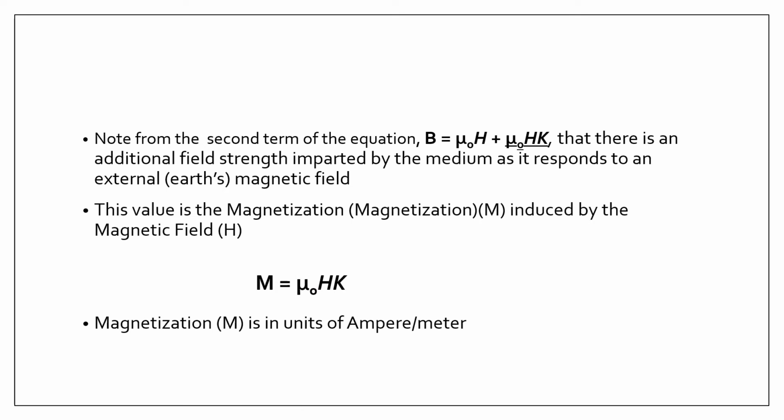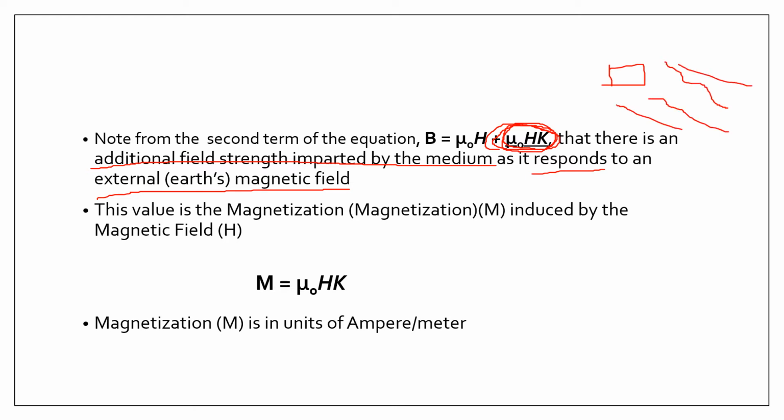Now, again, to emphasize, your medium always imparts an additional field strength when it is interacting with the Earth's magnetic field. So this is basically the response, or the magnetic flux density that is being generated when your material is responding to the Earth's magnetic field.